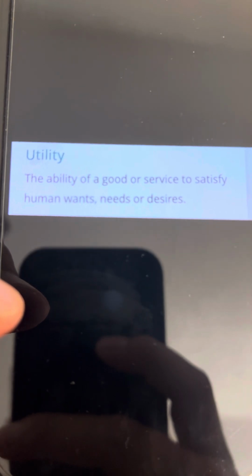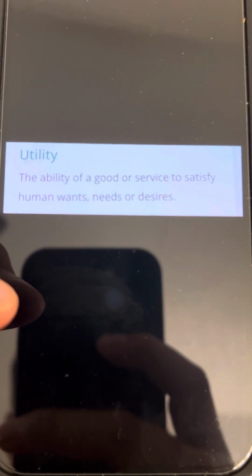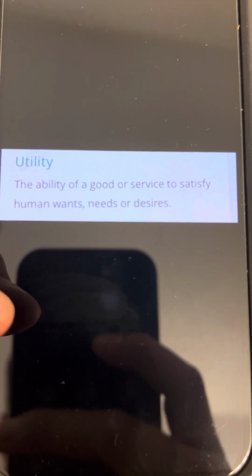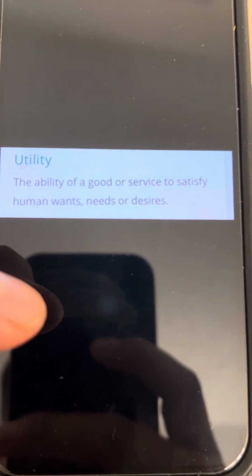Number 13, the ability of a good or service to satisfy human wants, needs, or desires. The answer is utility.